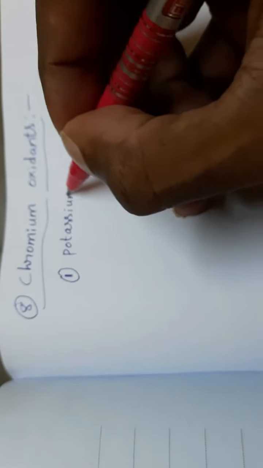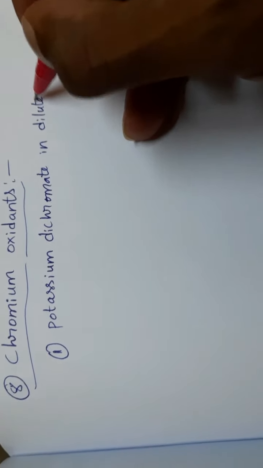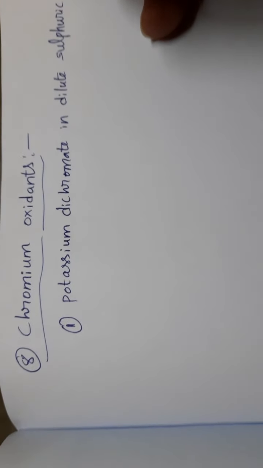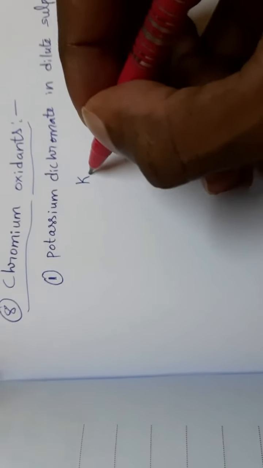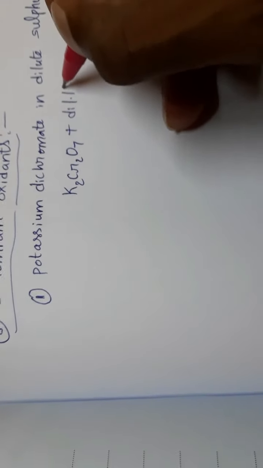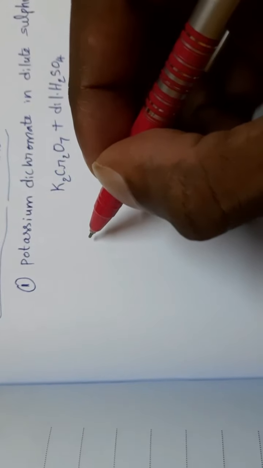Now, see the first one, potassium dichromate in dilute sulfuric acid. In dilute sulfuric acid, formula is K2Cr2O7 plus dilute H2SO4. It is a powerful oxidizing agent. This oxidizing agent can oxidize alcohols.